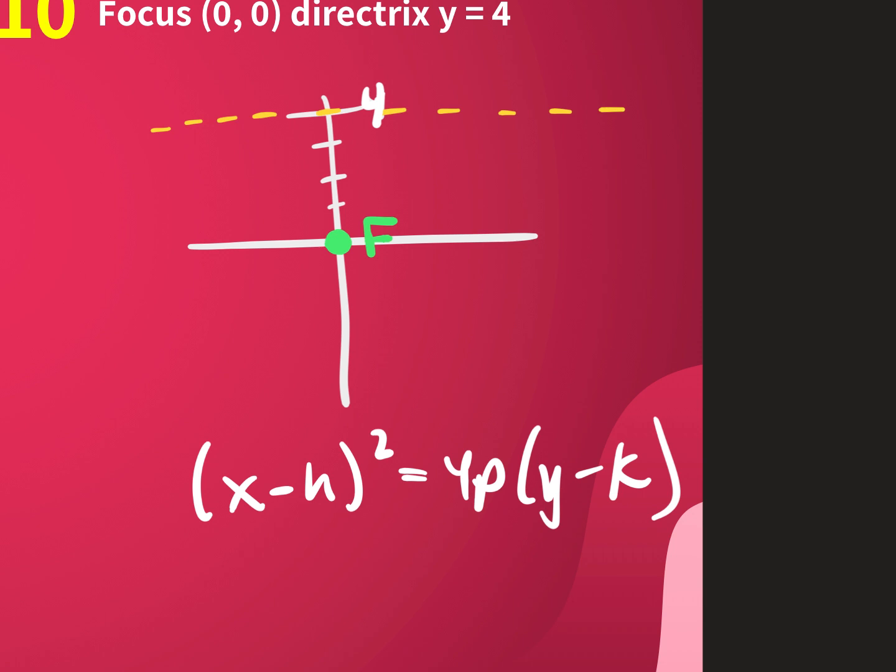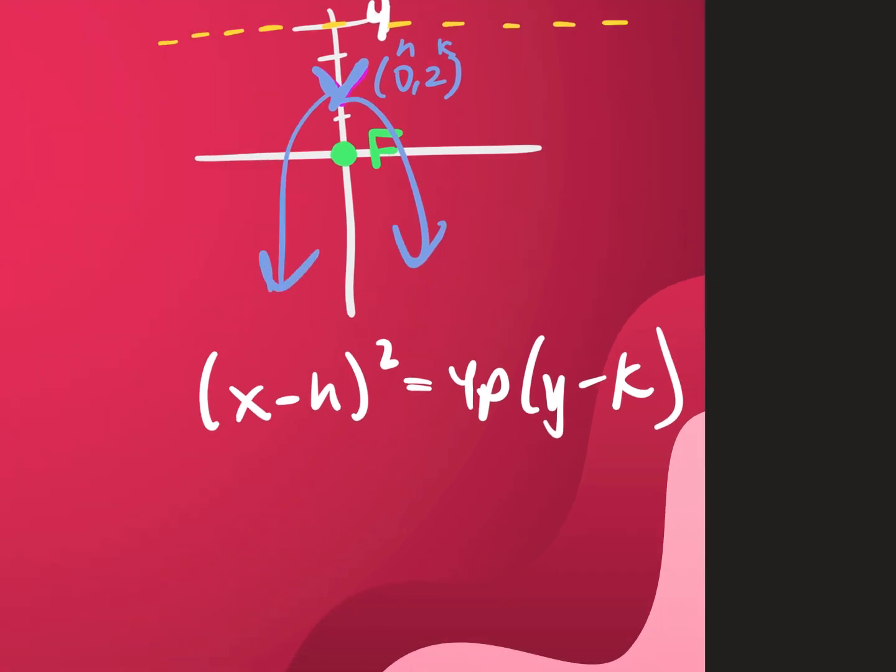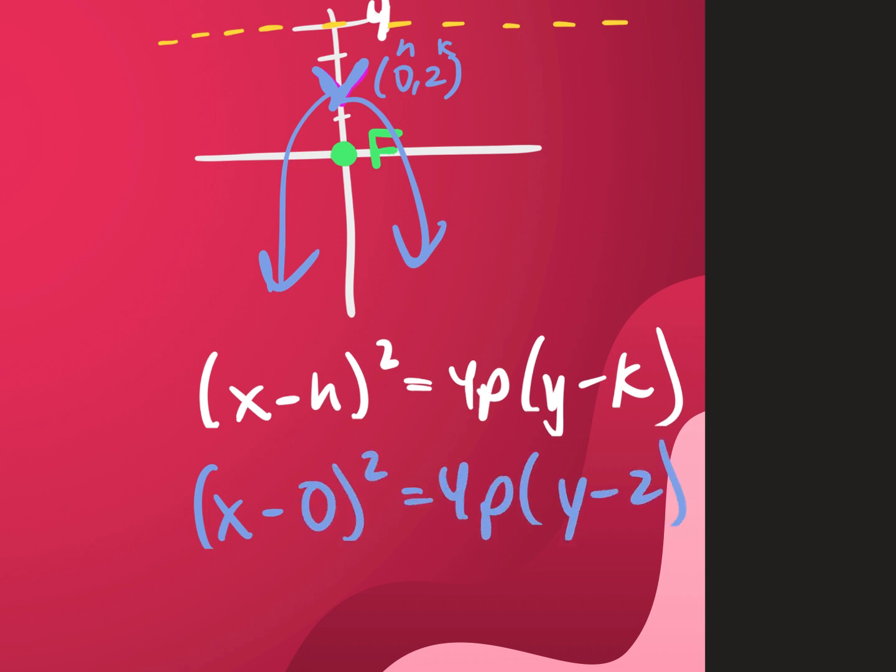Well, the focus is at 0, the directrix is at 4, so where's the vertex? No, it's in between. Equidistant means in between. So it's right here. Oh, these colors don't show up on this PowerPoint. Is that better? So what is that point right there? It's at 0, 2. That's my H, that's my K. It opens like this. So I can say x minus what? 0 squared equals 4p y minus 2. How far is the vertex from the focus?